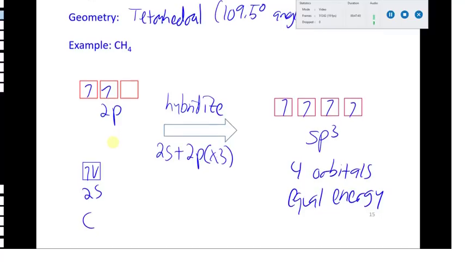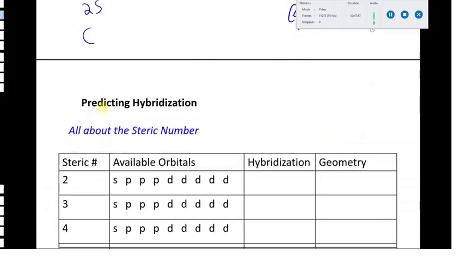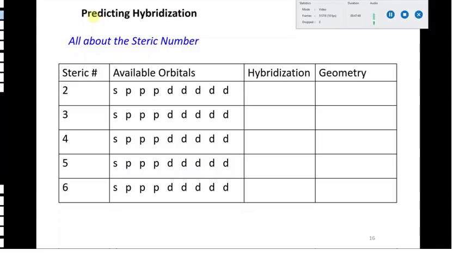Now, as I said, though, what we're really going to have you guys be doing in here is not so much thinking about these pictures that I drew, but just predicting the hybridization of a molecule. And this ends up being very easy to do. So all you need to know to be able to predict hybridization is the steric number, which again we said is the total number of electron groups in the molecule.